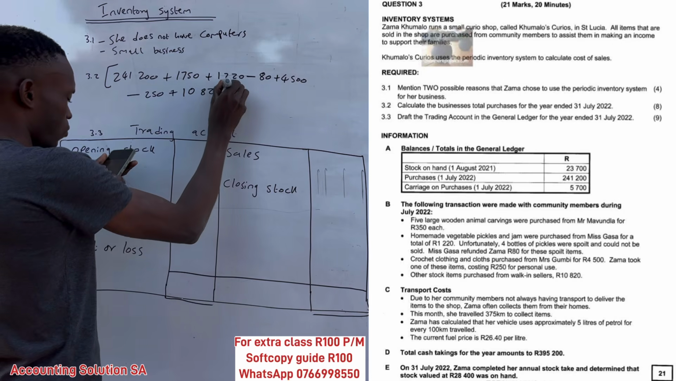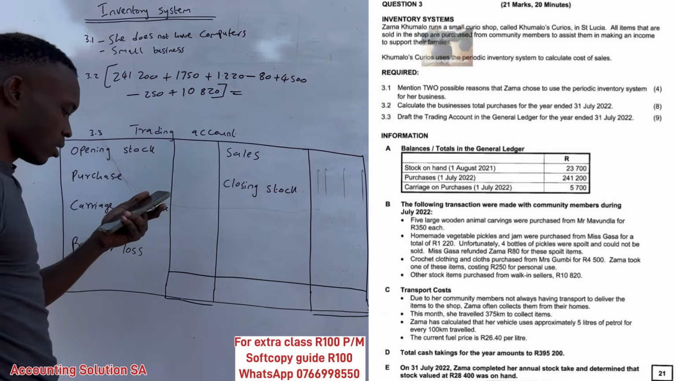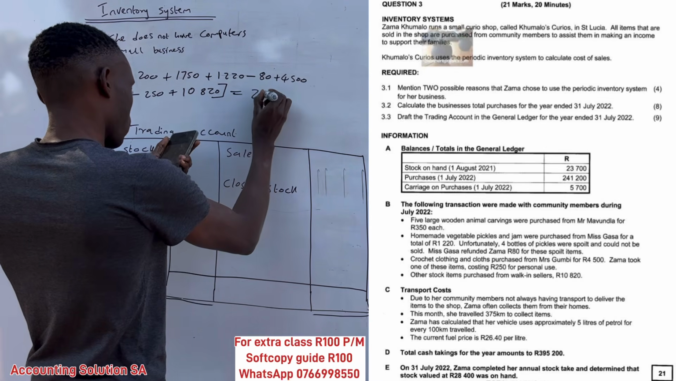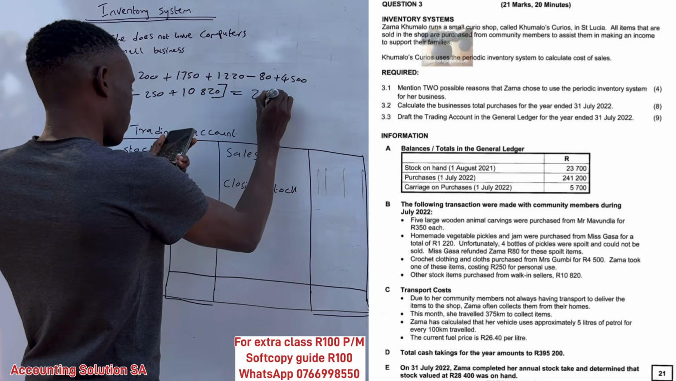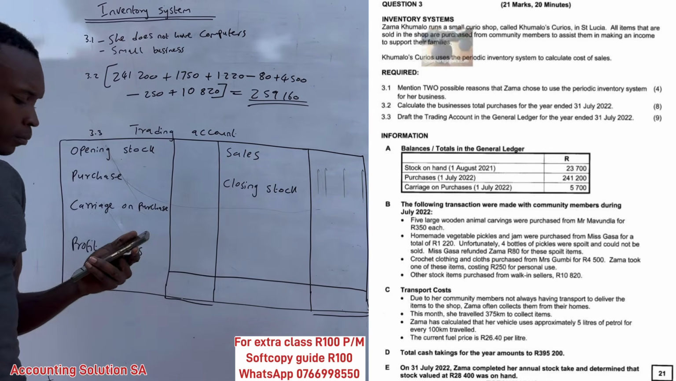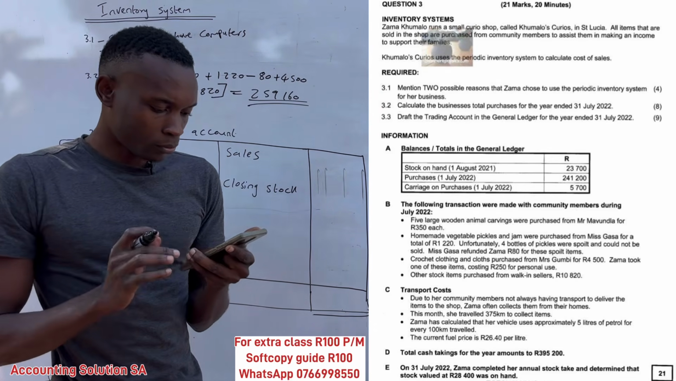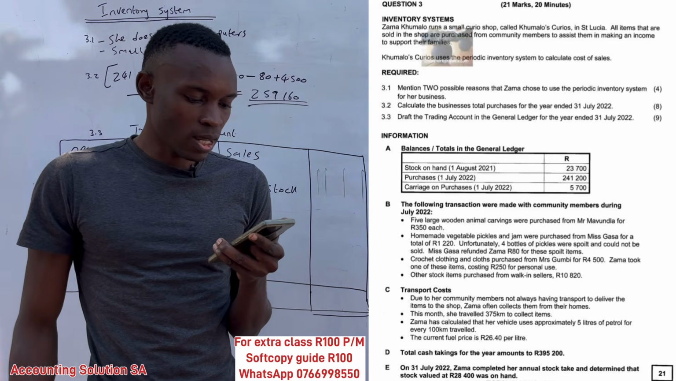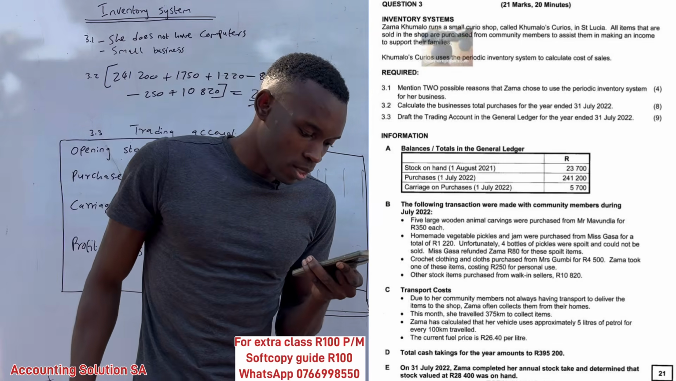Okay, and the other stock item purchased from walk-in sellers, we purchase another one of 10,820. Then we're done with purchases. So if you calculate, the total is going to give you 15,960. Okay, now the next question, they say that we have to draft a trading account in the ledger for the year ended 31 July 2022.